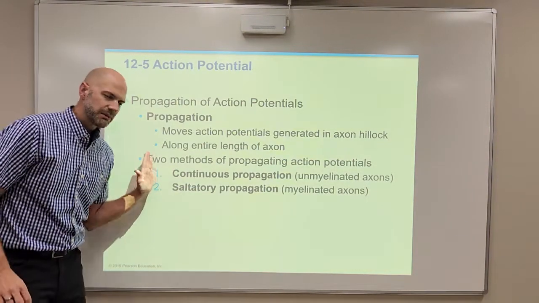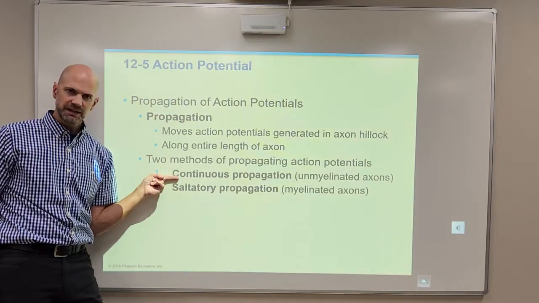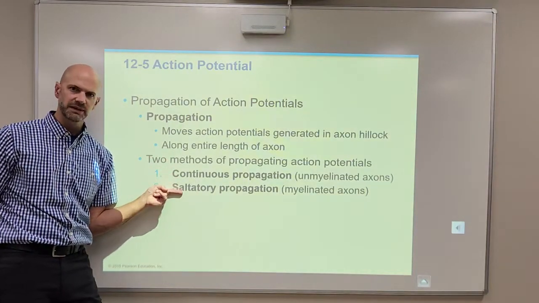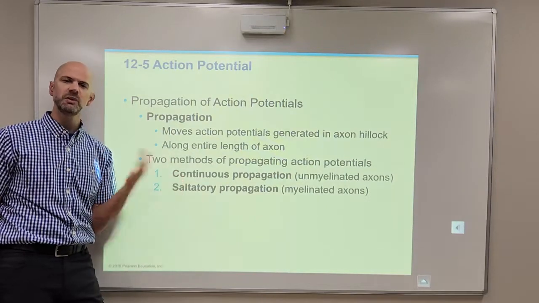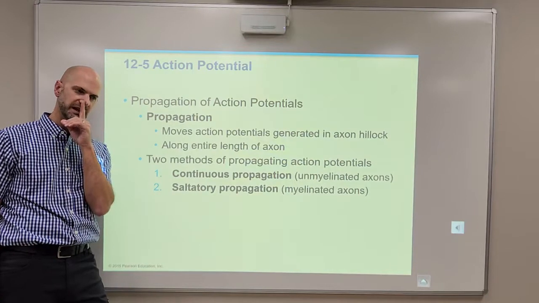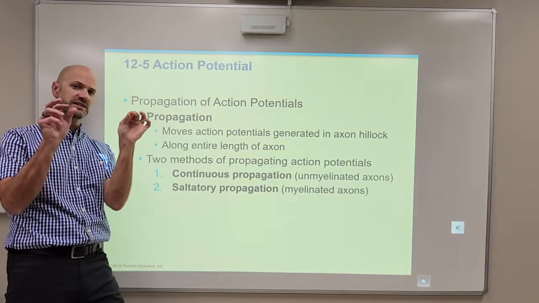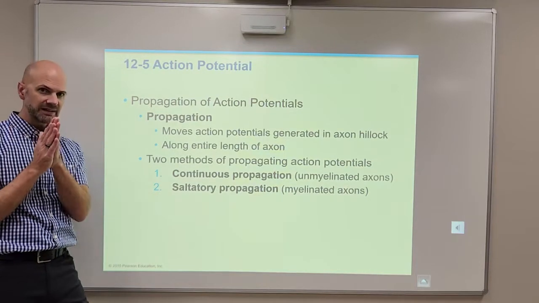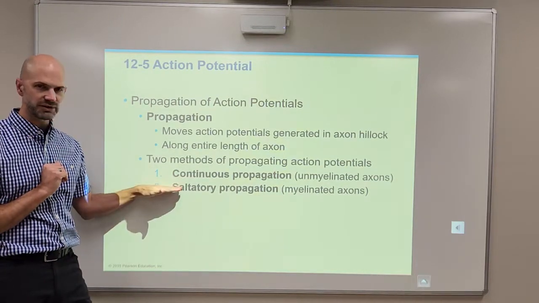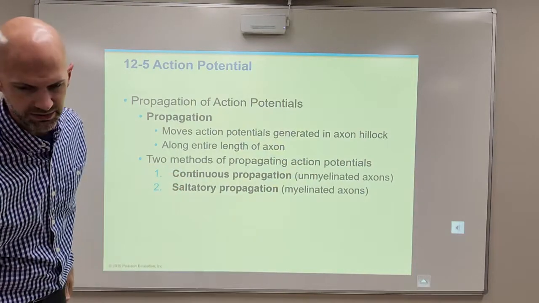Now, when we talk about action potentials, there's two types. There's continuous propagation and there's saltatory propagation. And this really has to do with our good friend myelin. Remember myelin? Myelin is a result of oligodendrocytes in the CNS and Schwann cells in the PNS. If you're a myelinated axon, you do saltatory. If you are unmyelinated, you do continuous. Let's take a look at that.